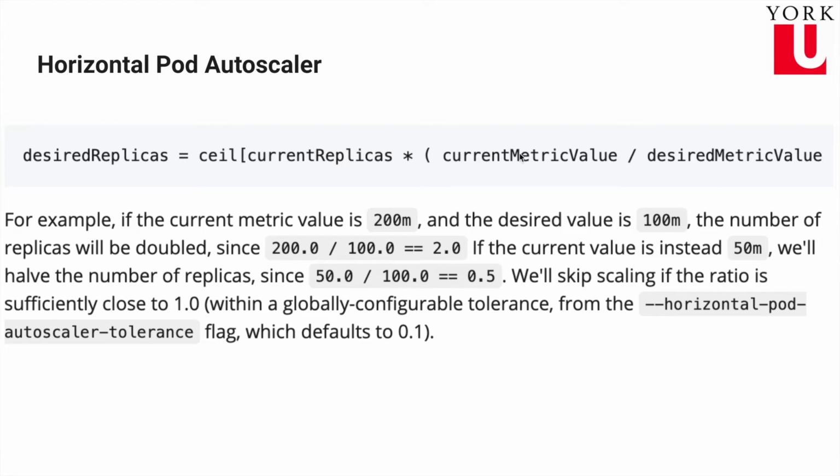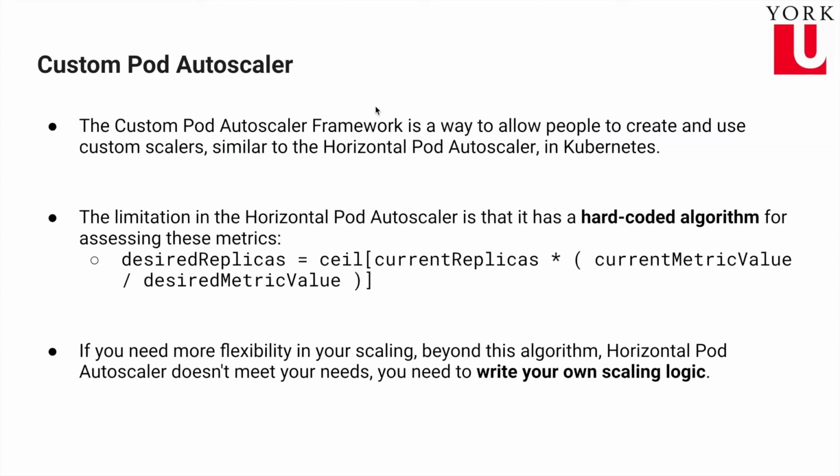So imagine that the current metric here is 200 and the desired metric is 100. We're consuming 200 millicores, but we want to consume 100 millicores. If we divide those numbers, we're going to have 2, and then we have our current number of replicas. Let's say we have 1 replica. That 1 will be multiplied by 2, and that's going to be our desired number of replicas. That way, we're spawning more replicas in order to take care of this specific use case. So yeah, let's keep moving forward. And there goes the HPA, and now we're going to start talking about the custom pod autoscaler.